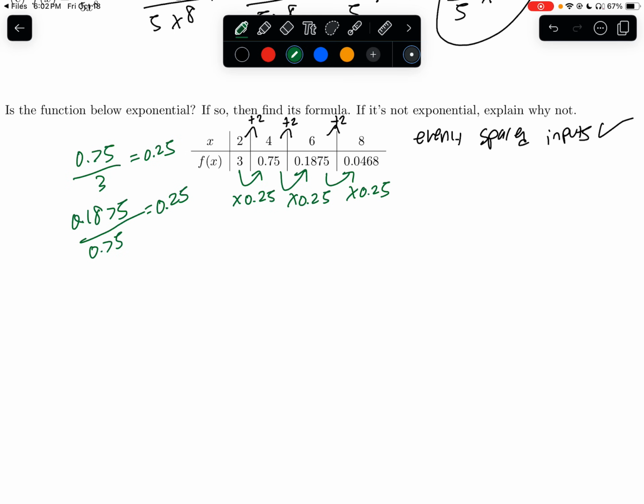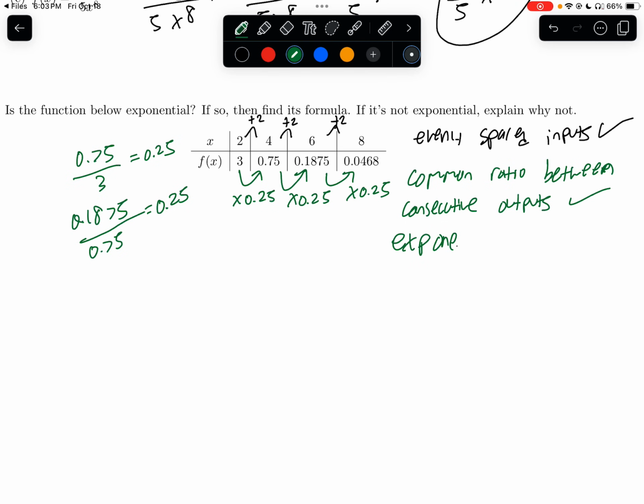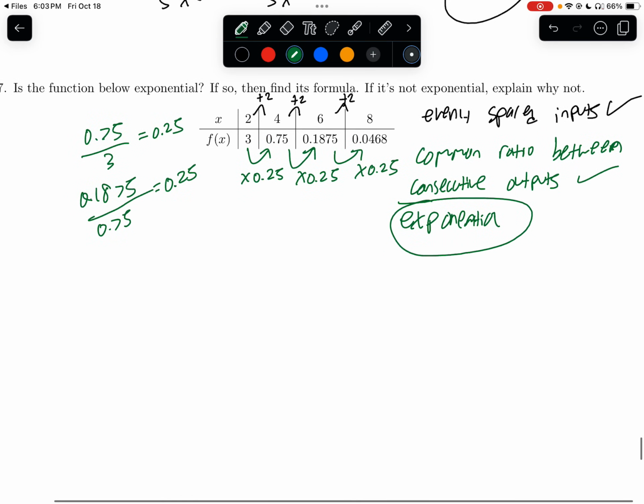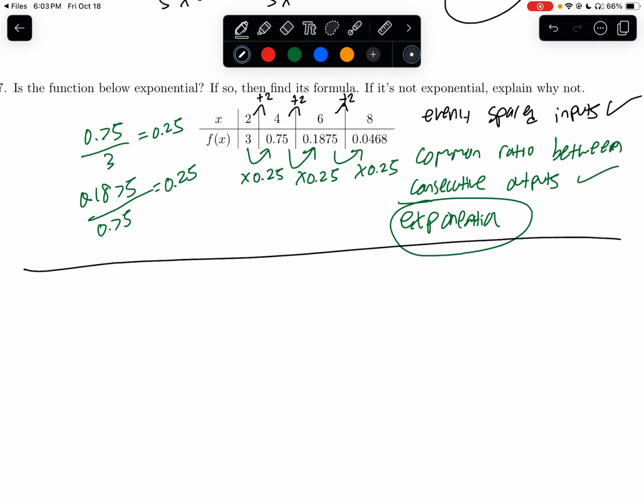So therefore, it is exponential because I have a common ratio, right, a multiplication factor between consecutive outputs. And so it is an exponential function. What is its formula? So that's the next part of this, now that we determined that it is exponential.